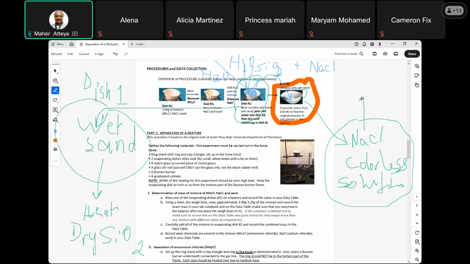So now we have here dry sodium chloride. From liquid sodium chloride solution to dry sodium chloride crystals. So cool down and reweigh. So cool and weigh. And here, dry sand, I have to go and wait.